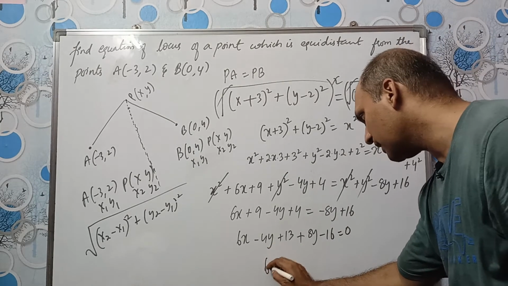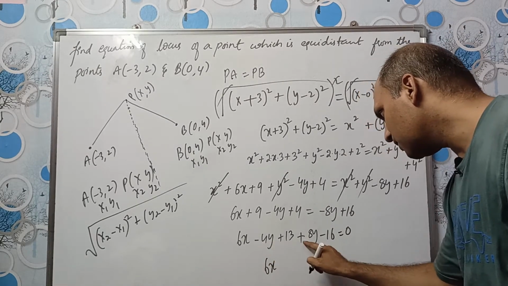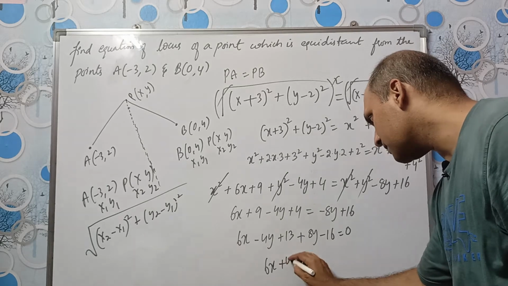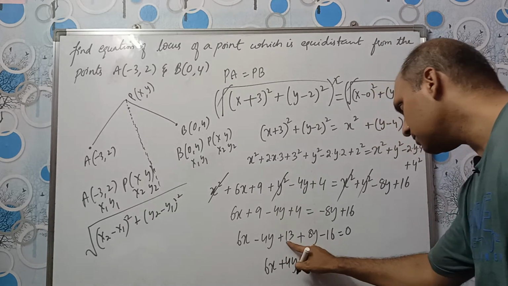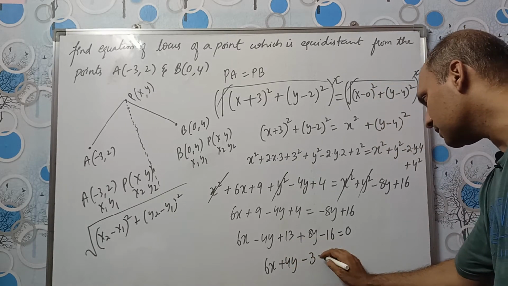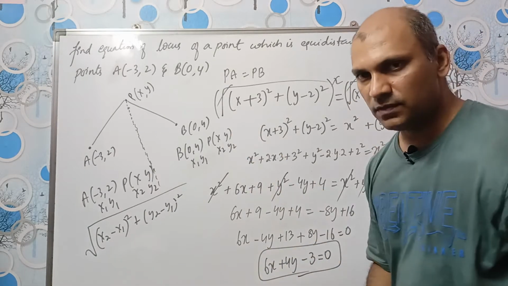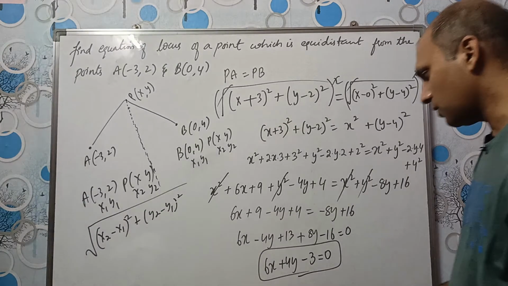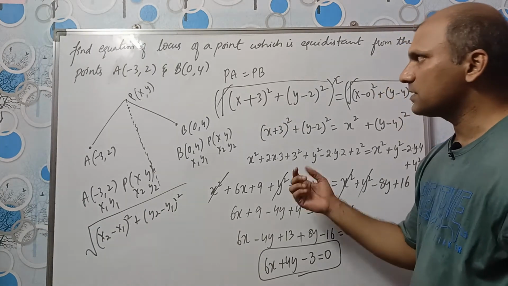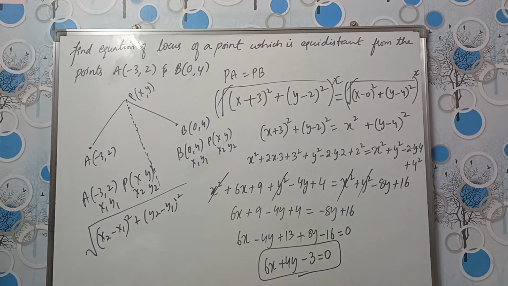So finally what do we have? 6x minus 4y plus 8y, so plus 4y, and plus 13 minus 16 is equal to 0. We got the equation of a straight line: 6x plus 4y minus 3 is equal to 0. This is the locus.